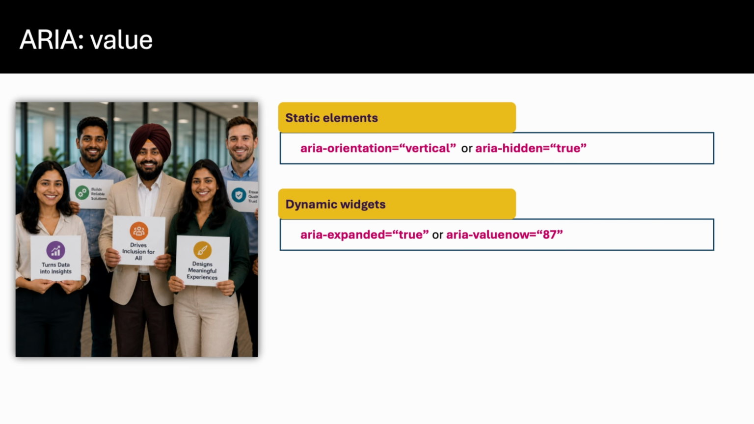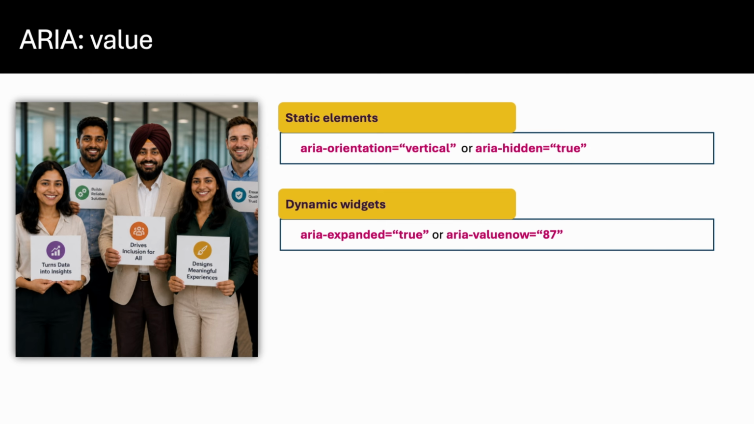For static elements, ARIA might communicate hidden status or orientation. For dynamic widgets, ARIA communicates changing state like expanded, selected, or pressed. And here is the key. If JavaScript changes the visual state, the programmatic state must change too. If the menu opens visually but aria-expanded still says false, the accessibility tree is lying to the user.